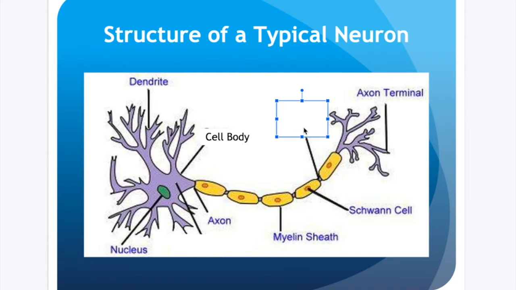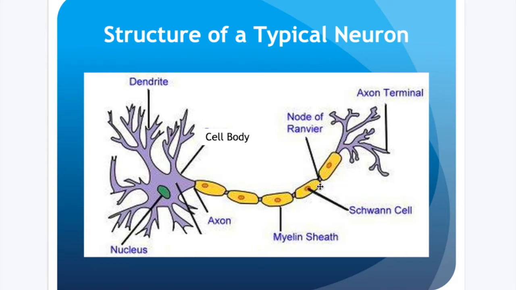Until it's reaching the axon terminal, so the signal can then be sent to any other surrounding neurons. These little spaces here are called nodes of Ranvier. There's no myelination there, so that would be uncovered.